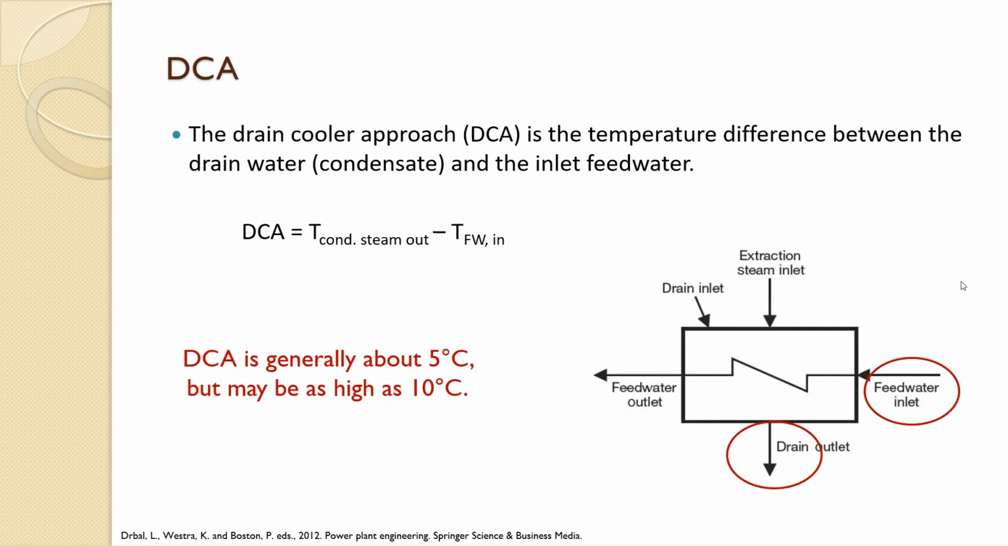The drain cooler approach, or DCA, on the other hand, is the temperature difference between the drain water that leaves the closed feed water heater and the feed water inlet temperature. DCA is generally about 5 degrees C, but may be as high as 10 degrees C.